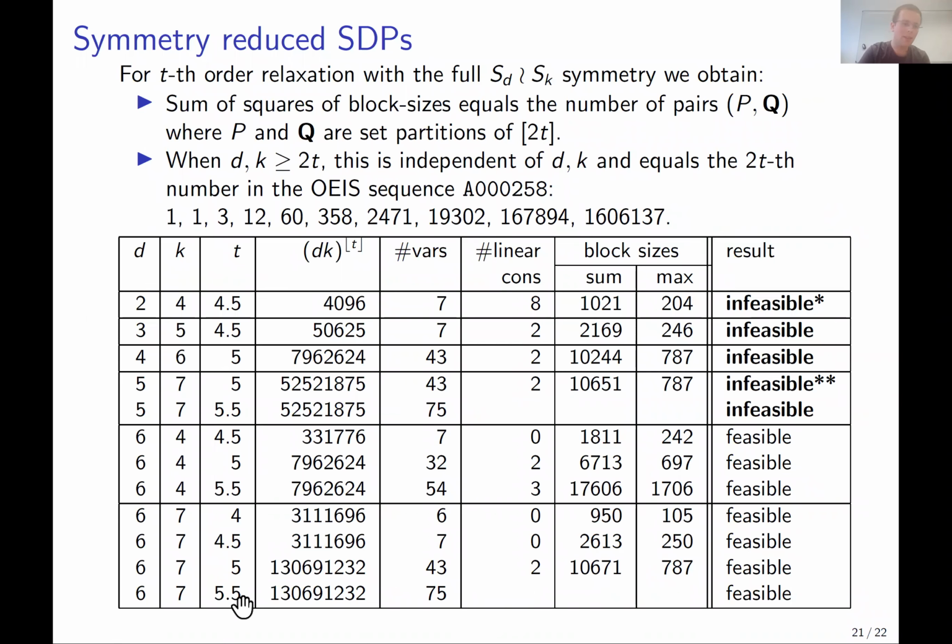Okay, and then of course the main set of rows of interest would be the ones corresponding to dimension 6 and k is 7, or k is 4 if you're very optimistic. But unfortunately there we haven't been able to show infeasibility yet. So all the SDPs that we've computed so far have turned out feasible.